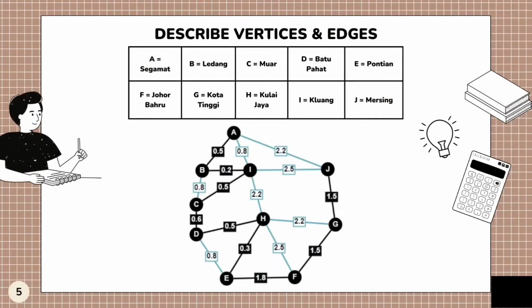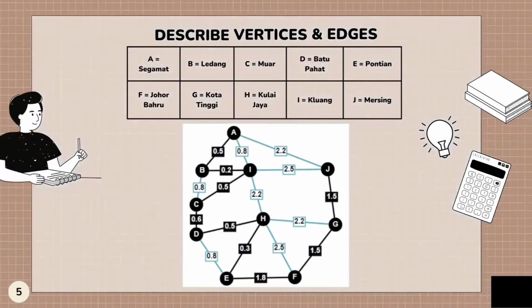In this part, I will tell you about the vertices in the graph that we use. To represent each vertex, we use an alphabet, and each vertex represents a district located in Johor, which is A for Segamat, B for Ledang, C for Muar, D for Batu Pahat, E for Pontian, F for Johor Bahru, G for Kota Tinggi, H for Kulai Jaya, I for Kluang, and lastly J for Mersing.